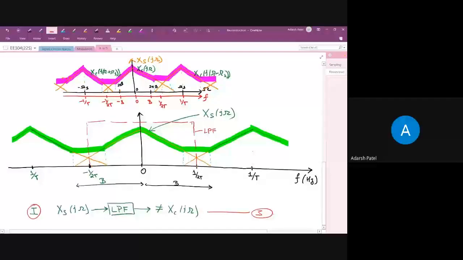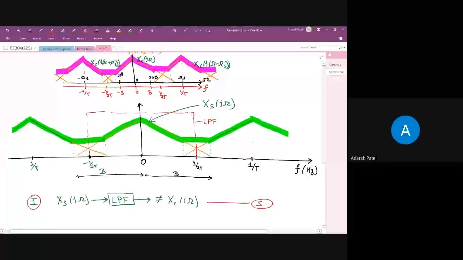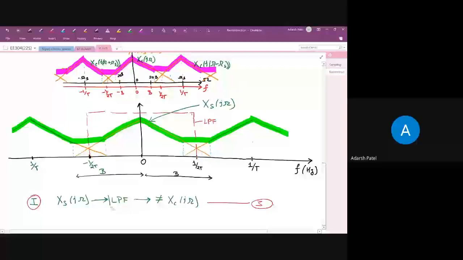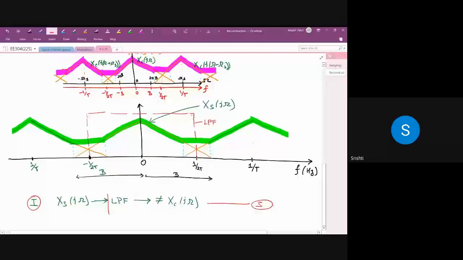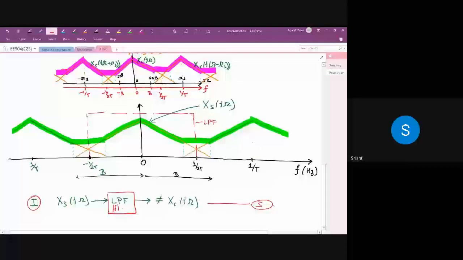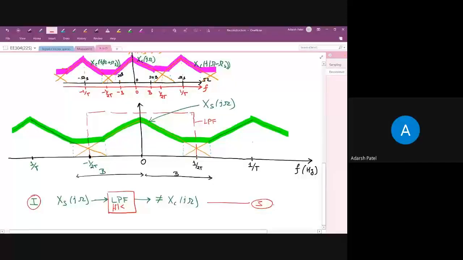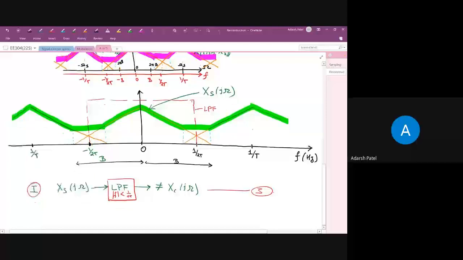Anyone who has got doubt in this, that if you pass excess j omega over a low pass filter with a cutoff frequency of 1 upon 2t? Sir, all this is the case if B is greater than 1 by 2t, right? Yes, correct. If B is less than 1 by 2t, then if we pass it through the low pass filter, we'll get Xc of j omega. Shrishti is correct on that.